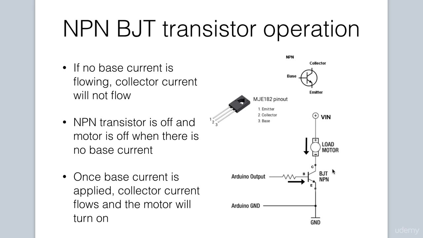Let's take a look in more detail at how a transistor operates. We are using an NPN bipolar junction transistor, or NPN BJT transistor for short. Another type of transistor is a PNP transistor. The difference between these two lies in the direction of the base current and how it has to be applied to turn on the transistor. For an NPN transistor, we need to apply current to the base to turn on the transistor.